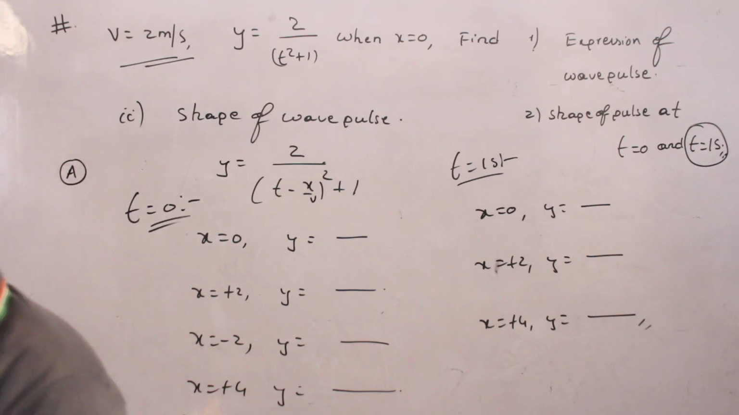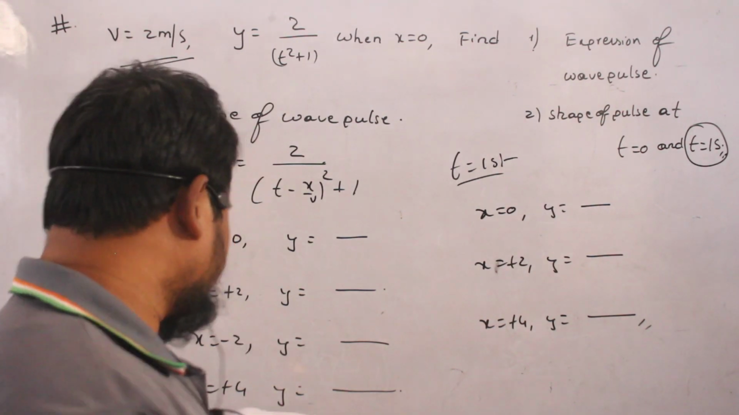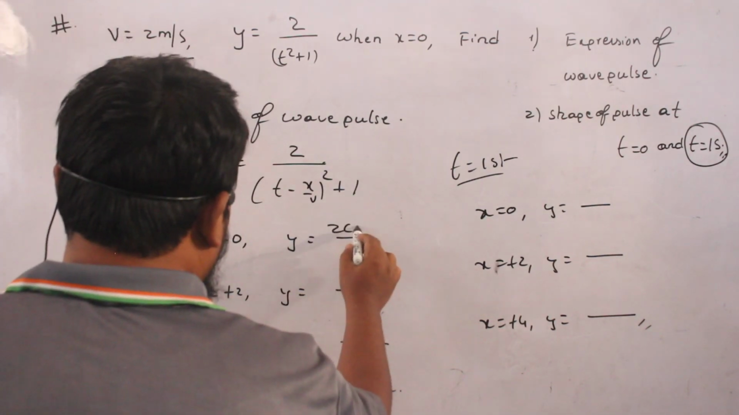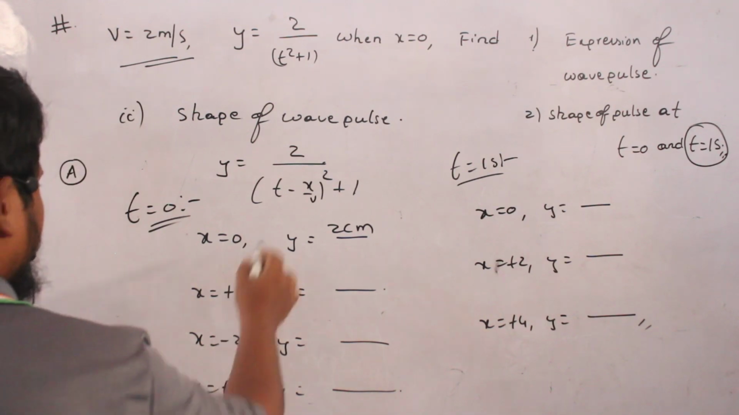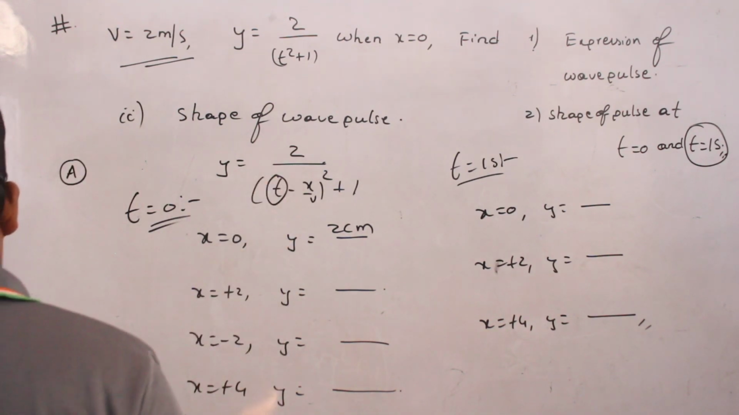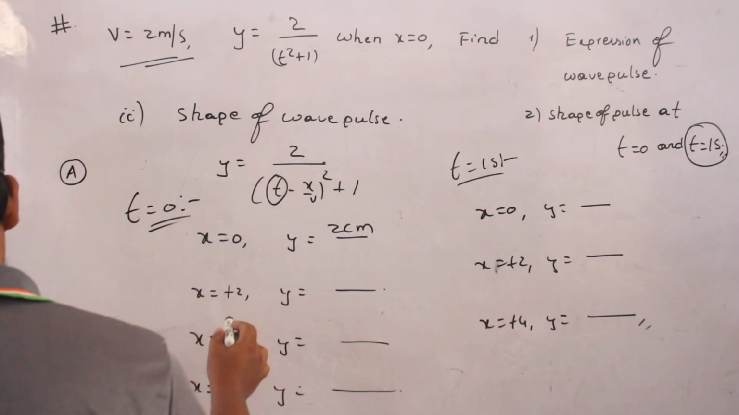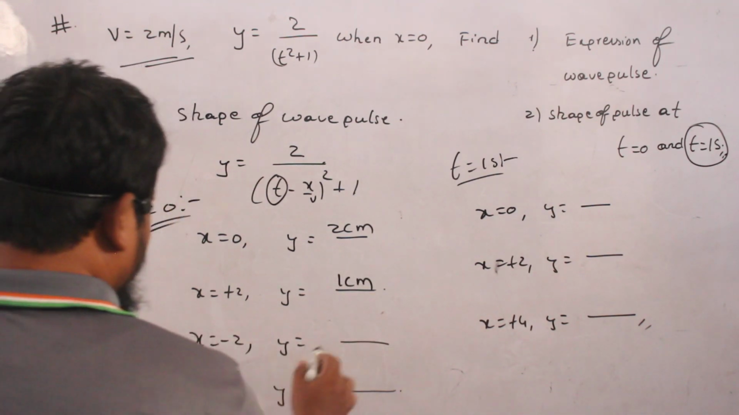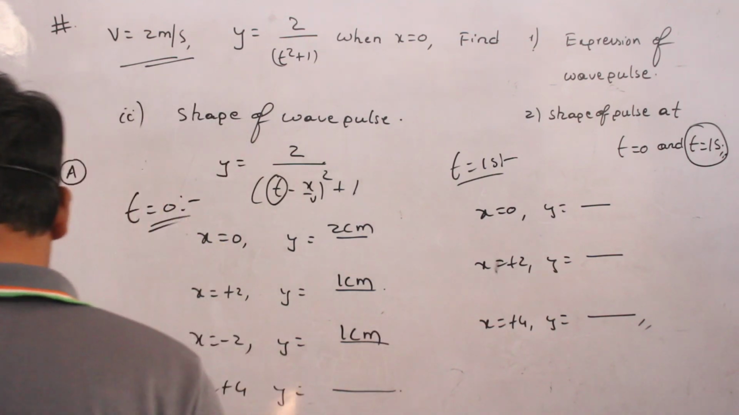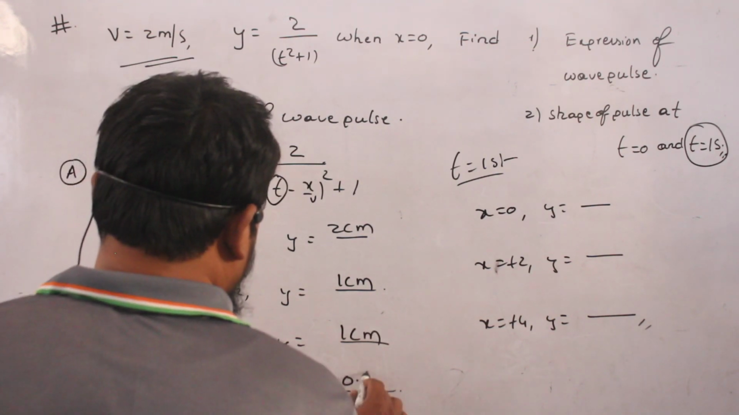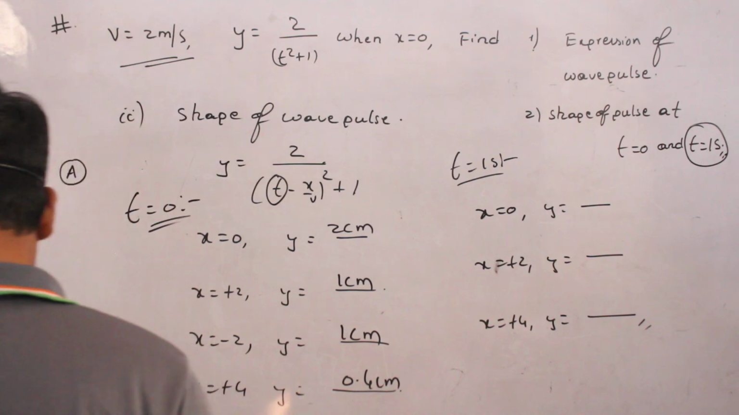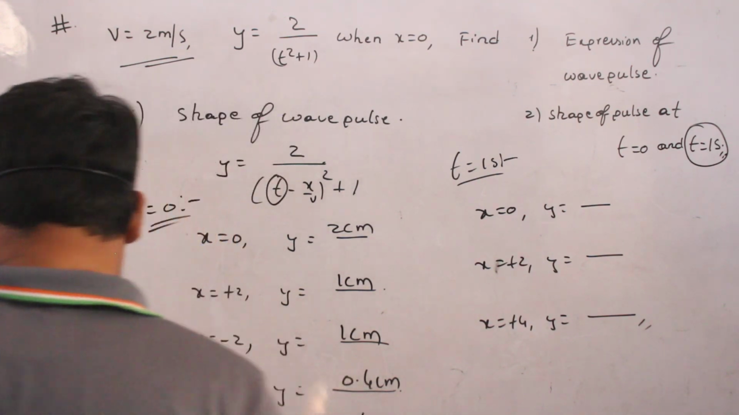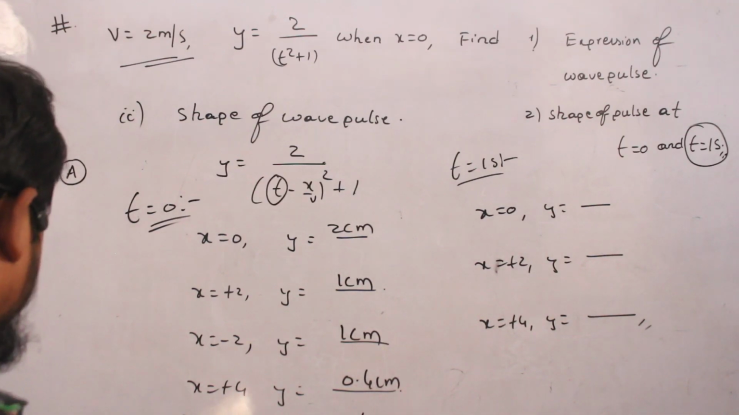So, the values which you should get here are, if x is equal to 0, you will get y is equal to 2 centimeter when time is 0. x is equal to plus 2, you will get y is equal to 1 centimeter. x is equal to minus 2, you will get y is 1 centimeter. Plus 4, 0.4 centimeters. Minus 4, it is 0.4 centimeters. Are you able to understand?